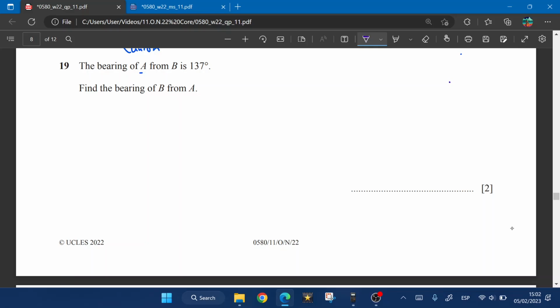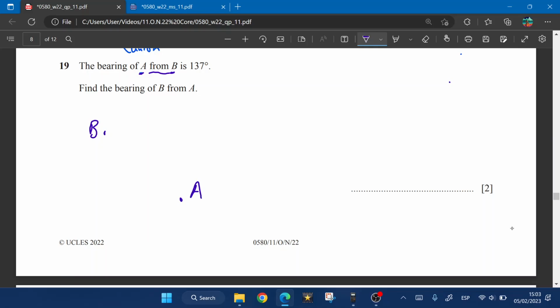Looking at question 19, just 2 little sentences. It can be very confusing. The bearing of A from B is 137. Find the bearing of B from A. I think we need to draw a little sketch here to make sure what is going on. Right, let's imagine we're in a town called Bananaville, because we are traveling from there to a town called Alphaville, for example. So here you are in Bananaville, and some distance away there is Alphaville.